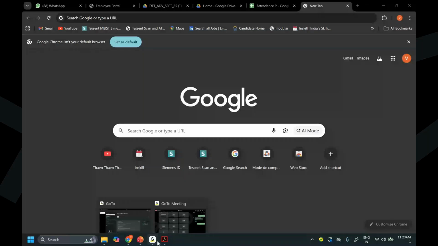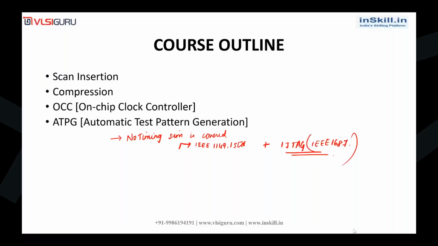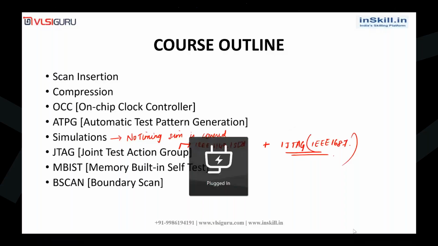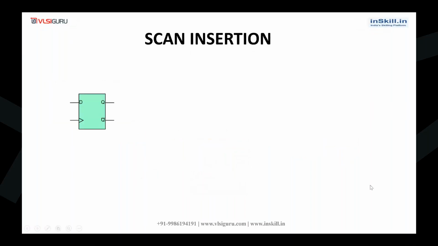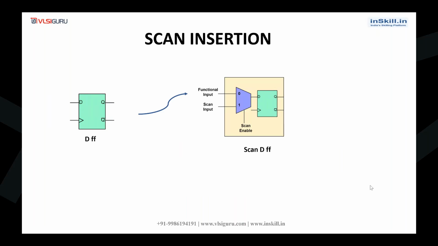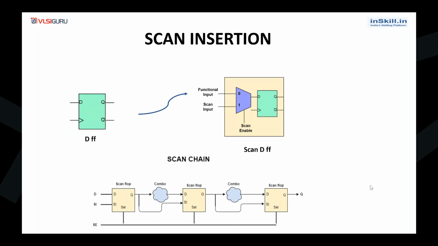So now we will discuss the course outline, like what are the topics which are covered in our course, and we will see a brief idea on those topics. Okay, so the first topic is scan insertion. Scan insertion means all the normal flops will be converted into scan flops, and these scan flops will be stitched into a scan chain like this.